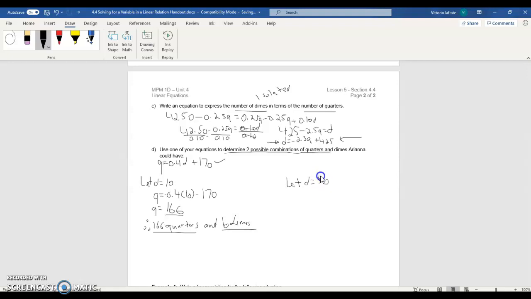So this time I have 50 dimes. If I have 50 dimes, how many quarters must I have to have $42.50? Well, let's plug that into our equation to figure that out.